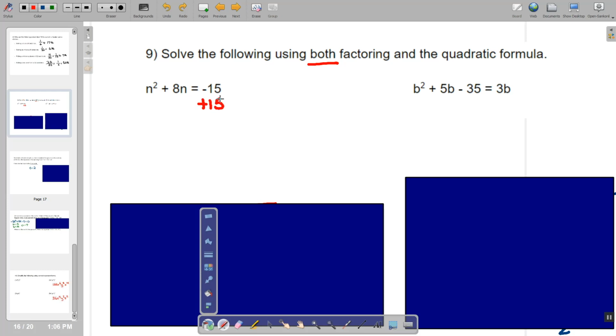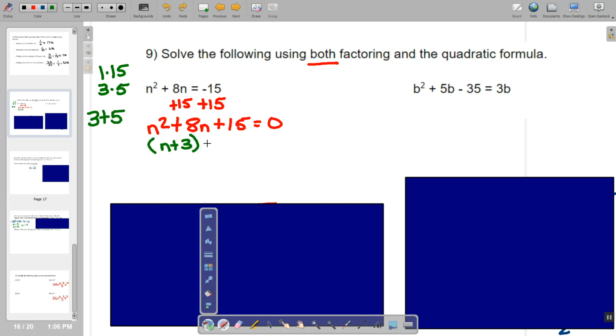So for this first one, I have to add 15 to both sides right away before I can do any factoring. Now, I cannot combine these. It's like boys and girls at a dance, so they can stand next to each other, but no touching. Once we're here, we can do our factoring. We are looking for the factors of 15. That can help us create the number positive 8, which is 3 plus 5. So I get n plus 3, I get n plus 5 equal to 0. My solution here is n equals -3 and n equals -5.